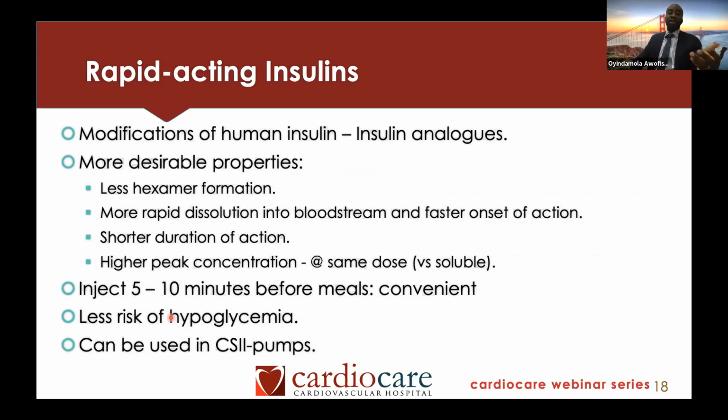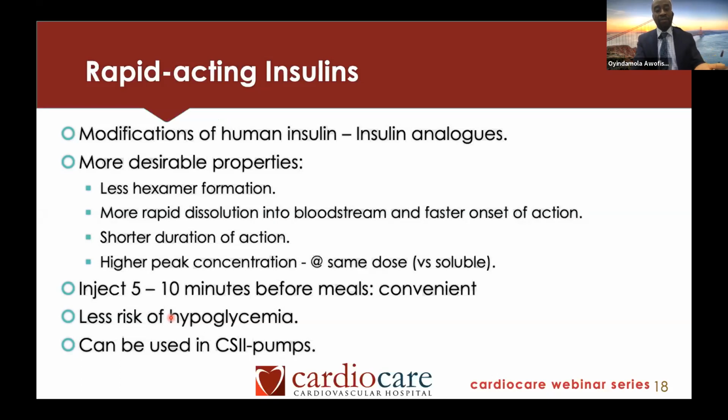Okay, and those are the reasons why the rapid acting insulins were developed. The rapid acting insulins, like I mentioned, are amino acid modifications of the human insulin, and there's less hexamer formation with more rapid release into the bloodstream, leading to a faster onset of action and a briefer period of action. So the duration of action is usually less than 6 hours, between 4 to 6 hours. Also, the peak concentration is higher if you're using the same dose compared to the same dose of soluble insulin. And because of this, when we are converting someone from soluble insulin to a rapid-acting insulin, usually you have to reduce the dose to a certain extent.